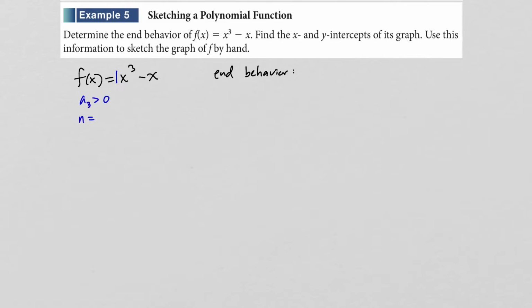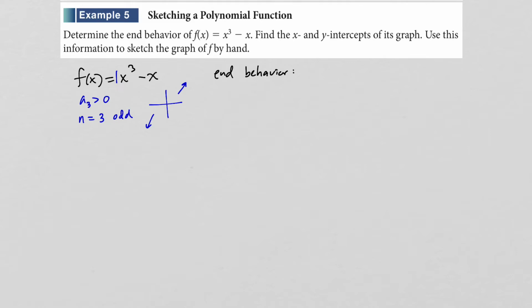And the degree of our polynomial is 3, which is odd. And so we know in this case it's going to go up on the right side and down on the left side. That is the end behavior of this polynomial. So we'll keep that in mind.